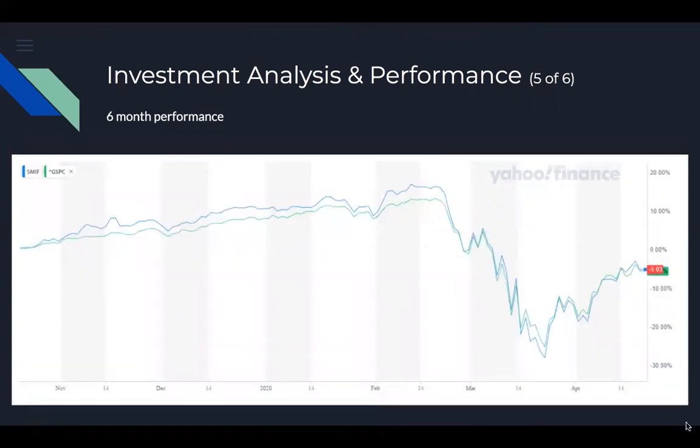This graph shows the 6-month performance of the investment fund and the S&P. As you can see, similar to the previous 2 graphs, we have stayed very close in our performance, but due to the pandemic of the coronavirus, we have underperformed, as has the majority of all stocks out there, but we are making a comeback.